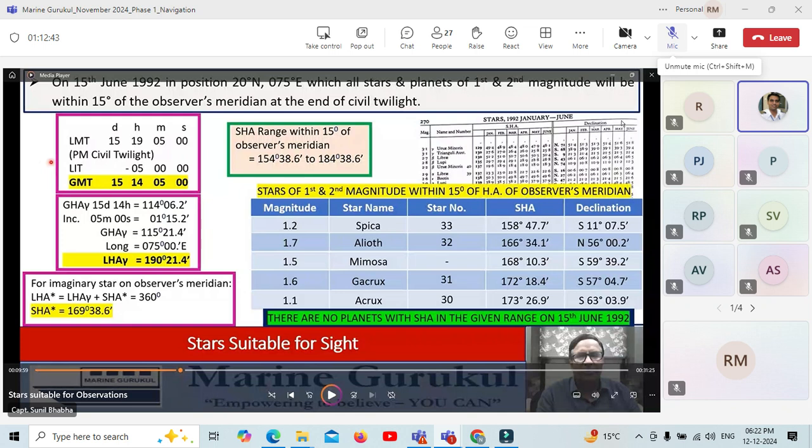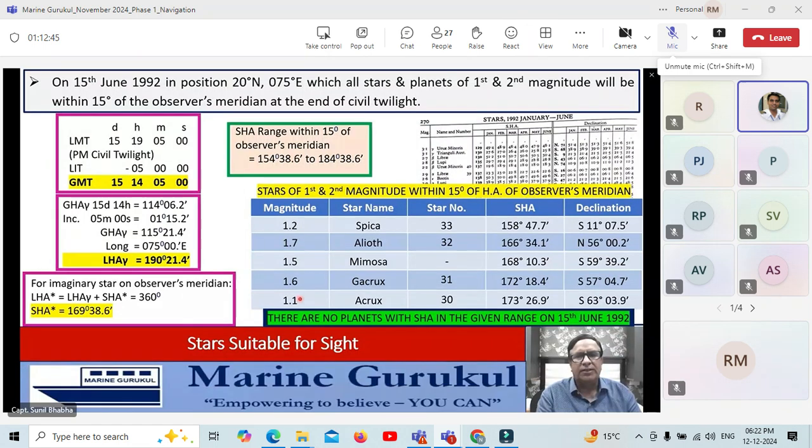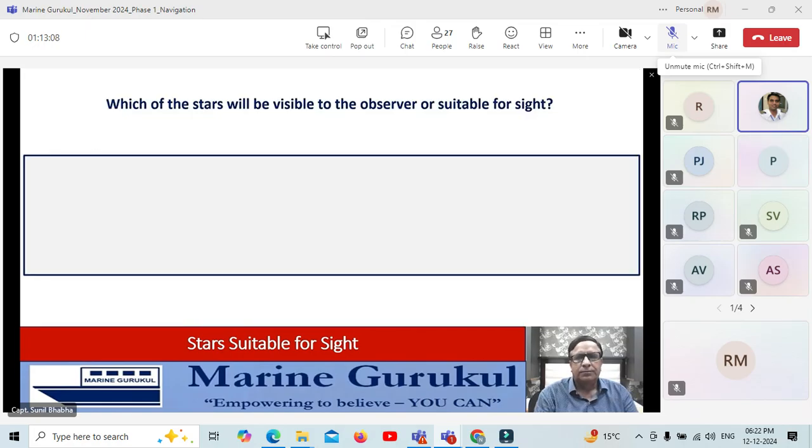Let's move ahead. So we have only these 5 stars and no planet. I hope this question is well understood. If not, please pause the video, go back by 5 minutes and revisit this particular part before moving with the other type of questions, because this will form the basis of practically all the questions.